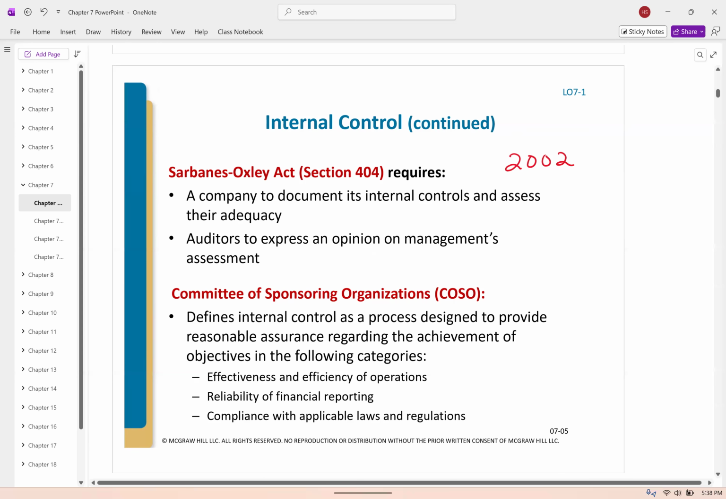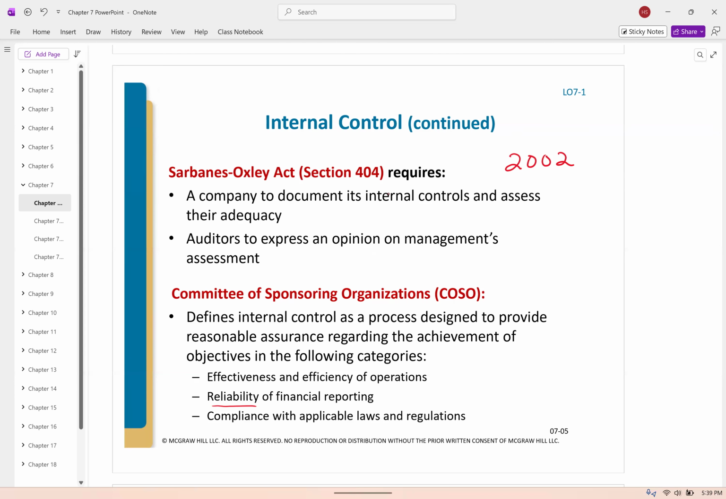They look at the effectiveness and efficiency of operations, the reliability of financial reporting, and compliance with applicable laws and regulations. Here we're not just talking about accounting laws and regulations, we're talking about any laws and regulations. If a company is dumping toxic waste in the Arkansas River, as the auditor we need to know, because if they get caught, it's going to hit their bottom line. They're going to be fined a lot, and they might even go bankrupt. Those are things we as the auditor need to know. Are you following the laws and regulations of your industry?